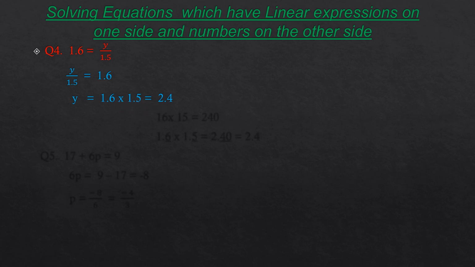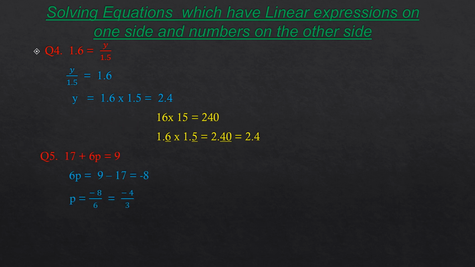The answer is 2.4. How did we get this answer? First think of the numbers only. 16 into 15 is equal to 240. Then think of the decimal places. 1.6 has one decimal place. 1.5 also has one decimal place. Total number of decimal places is 2. So the answer is 2.40. It can be written as 2.4 since 0 has no value. So the solution of the equation is 2.4.